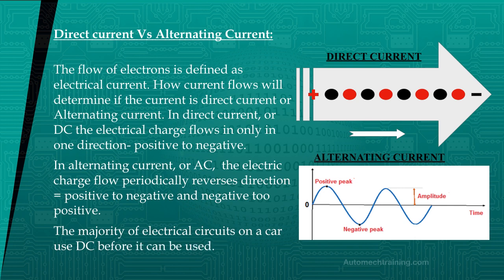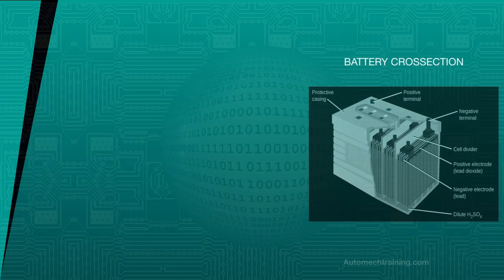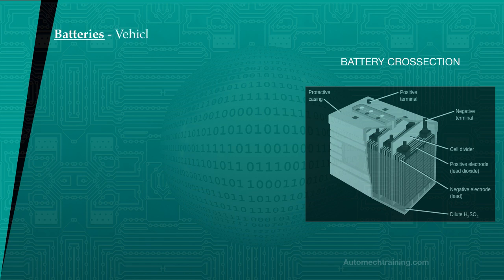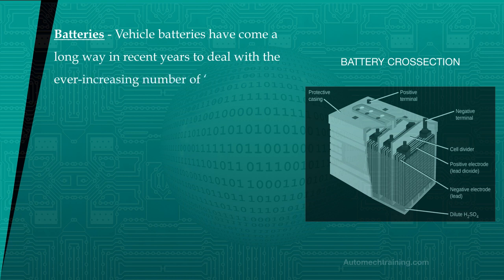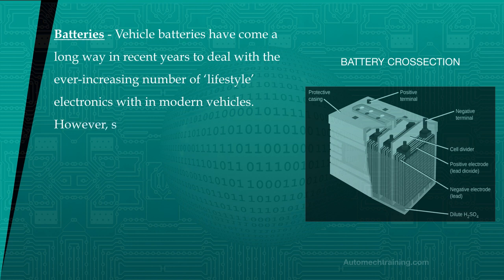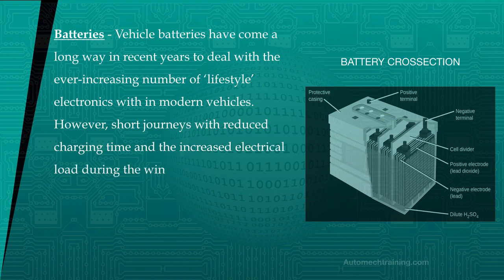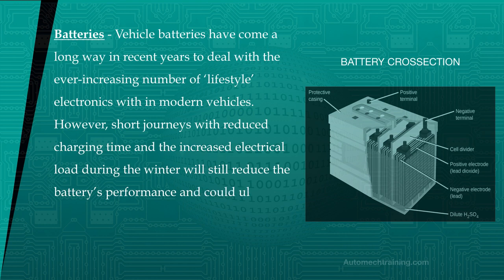The majority of electrical circuits on cars are DC. Vehicle batteries have come a long way in recent years to deal with the ever-increasing number of lifestyle electronics within modern vehicles. However, short journeys with reduced charging time and the increased electrical load during the winter will still reduce the battery's performance and could ultimately result in battery failure, with nearly 20% of winter breakdowns due to battery faults.